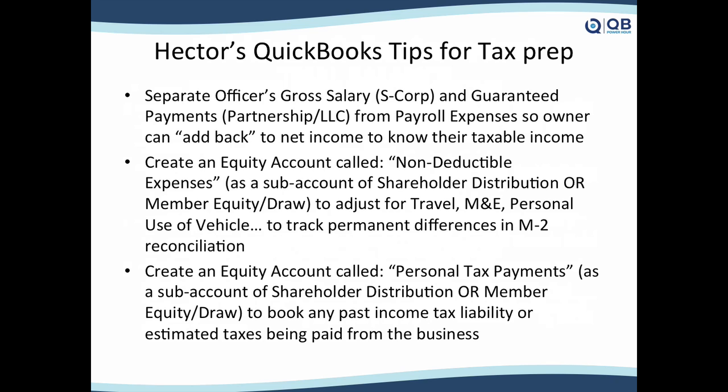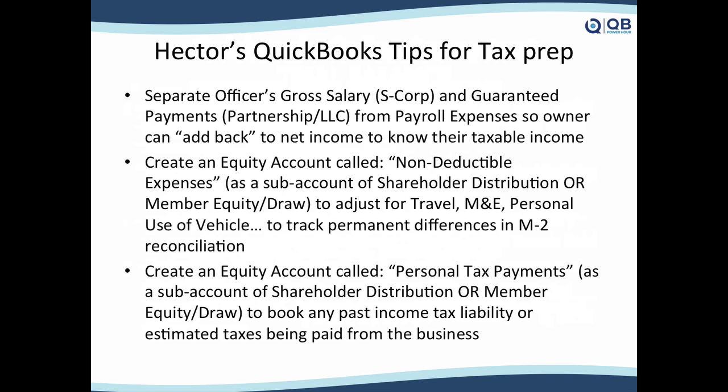Now, I also recommend creating an equity account called non-deductible expenses. Typically you can just make that a sub-account of distribution or draw. That's good to use for adjusting for personal travel, the 50% meals and entertainment that is not deductible, which you can do at the end of the year, any personal use of vehicle, and any personal expenses. Basically, just put it in there and make sure the user can see it in the equity portion. That way, it's an easy way to reconcile your M-2. If you prepare taxes, you know what M-2 is. If you don't, then obviously that's Chinese, but it has to do with the way we square up the balance sheet in the tax return.